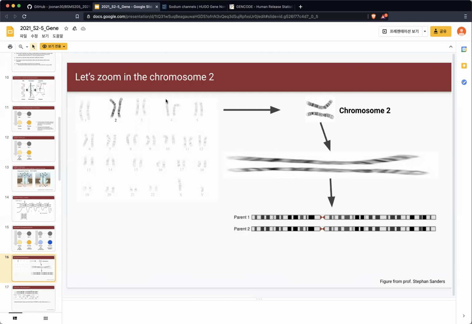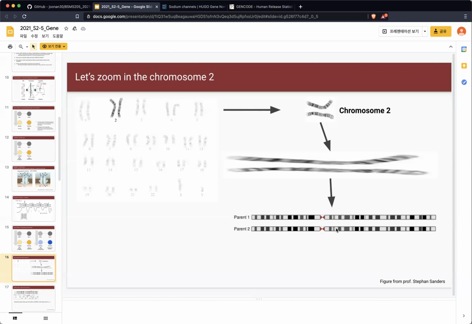Okay, so let's zoom out to chromosome 2. The reason is that SCN2A is located on chromosome 2. We have the karyotype image like here, and we can select chromosome 2, metacentric and mesocentric, and zoom out to see the idiogram.